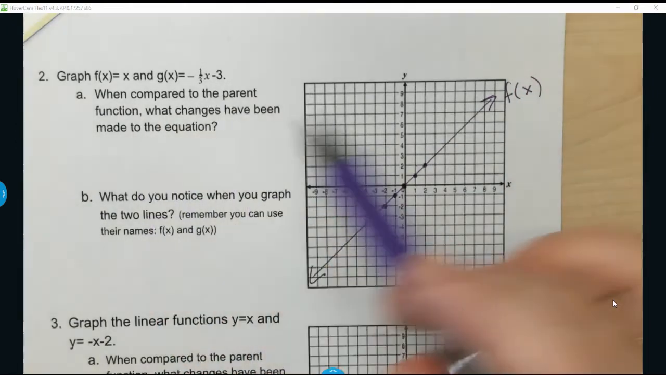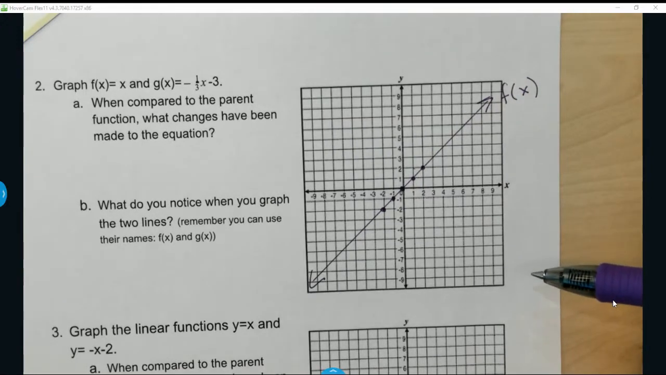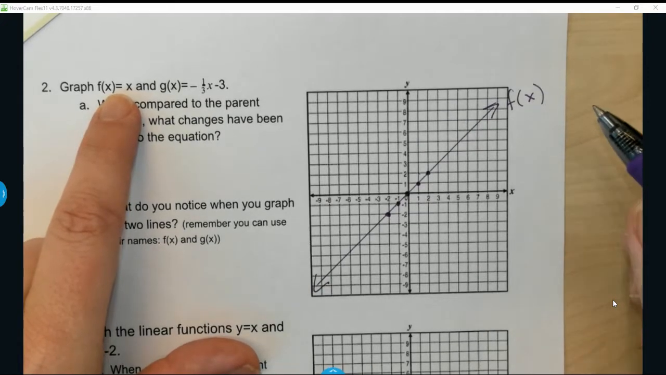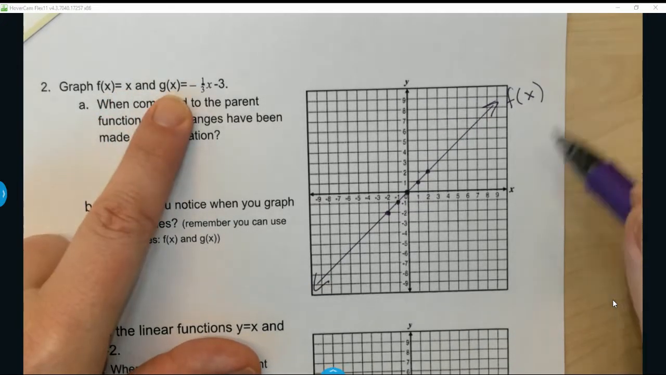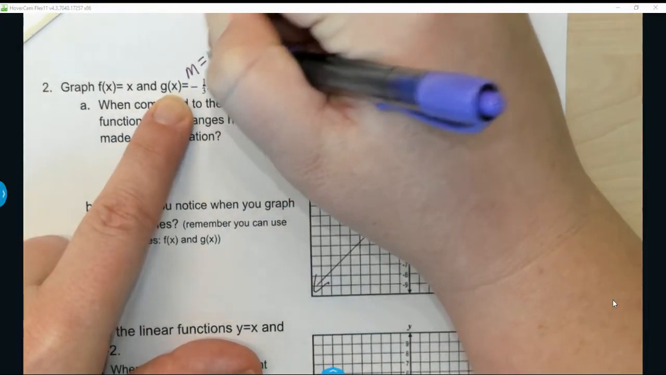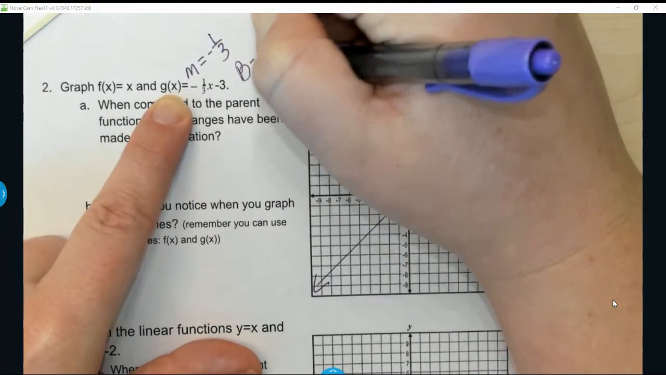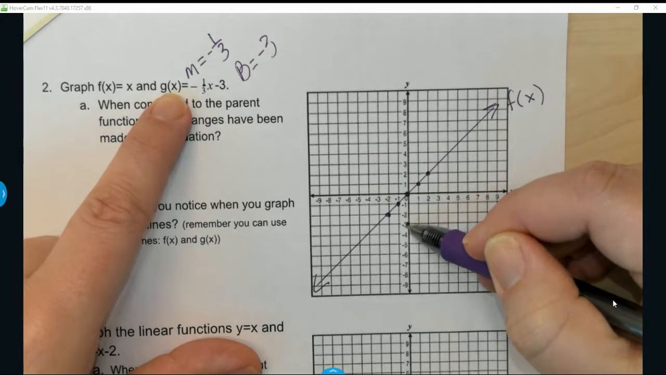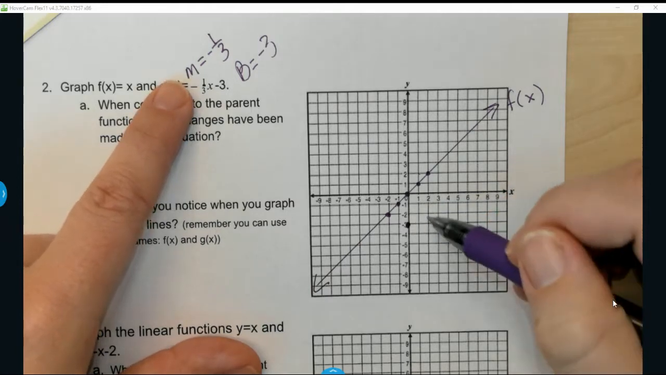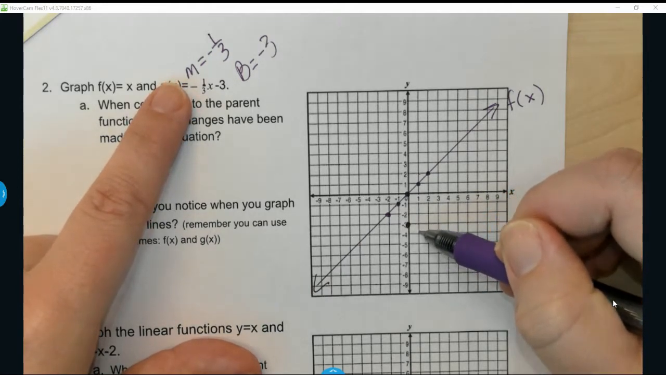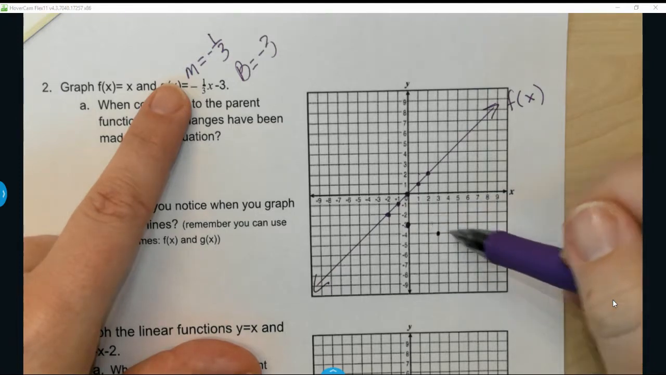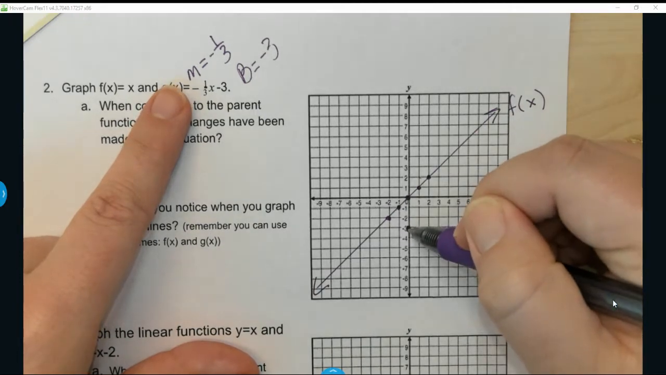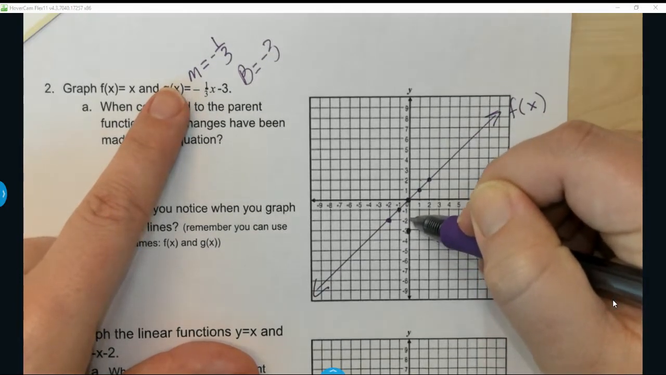And we keep saying parent function because f of x equals x or y equals x is the parent function. For g of x, my slope appears to be negative 1/3. My y-intercept is negative 3. So now, instead of being at 0, it looks like it's sliding down to negative 3. And then my slope is negative 1/3, meaning I would count down 1, to the right 3, down 1, to the right 3. Or if I need to go the other way, exact opposite direction, up and to the left.